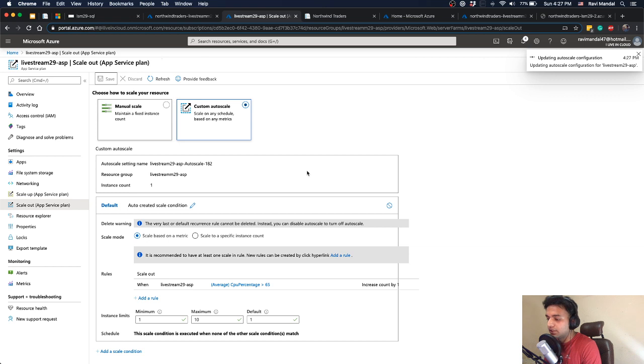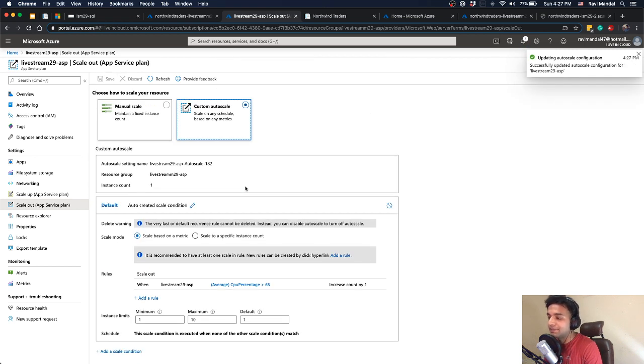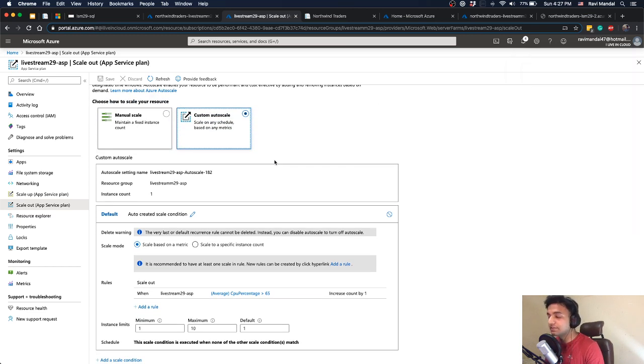So this will create a rule in my app service plan that says if the CPU percentage is more than 65 for a time period of 1 minute, just scale it up to one more instance. So that's what I'm doing.